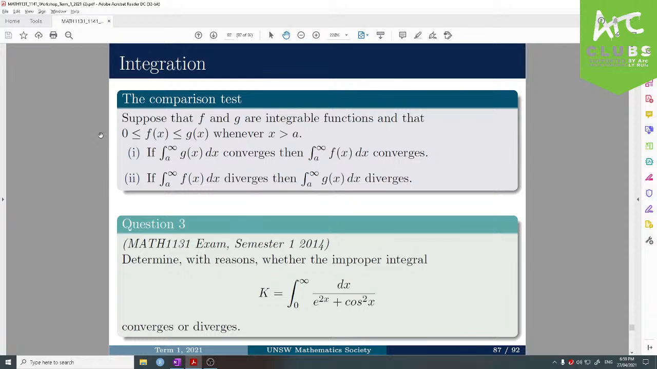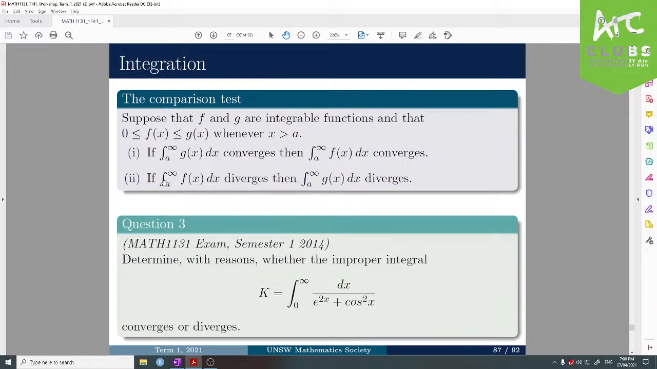It says that if we have two integrable functions, f and g, and g(x) is greater than f(x), then if the improper integral of g(x) converges, the improper integral of f(x) must also converge. This intuitively makes sense, because g(x) is greater than f(x), so if g(x) converges, then of course the thing that's smaller than g(x) must also converge.